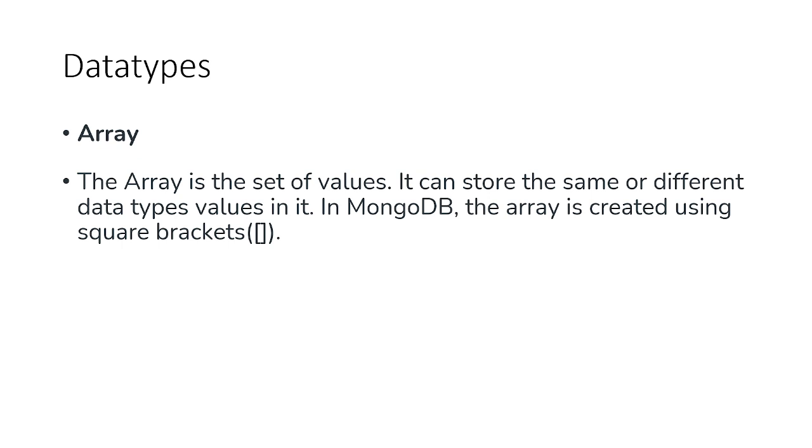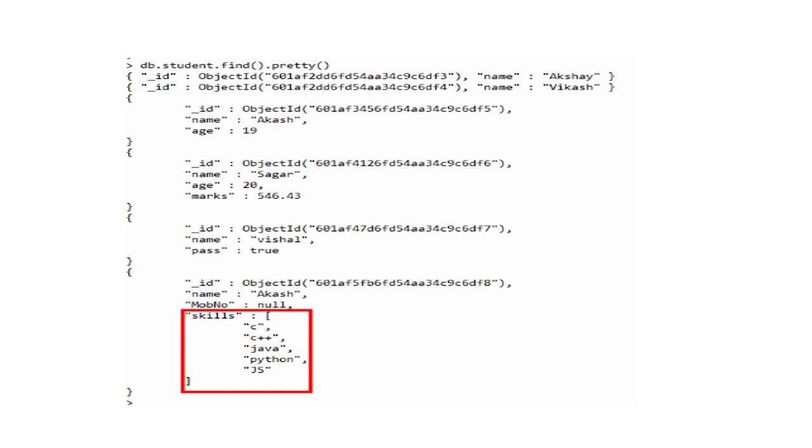Array can store the same or different data type values within it. This is somewhat different from a C array. In C, you can store only a single data type, but in the case of arrays in MongoDB, you can create the same data type or different data types. This is an example program of a document created in your MongoDB.